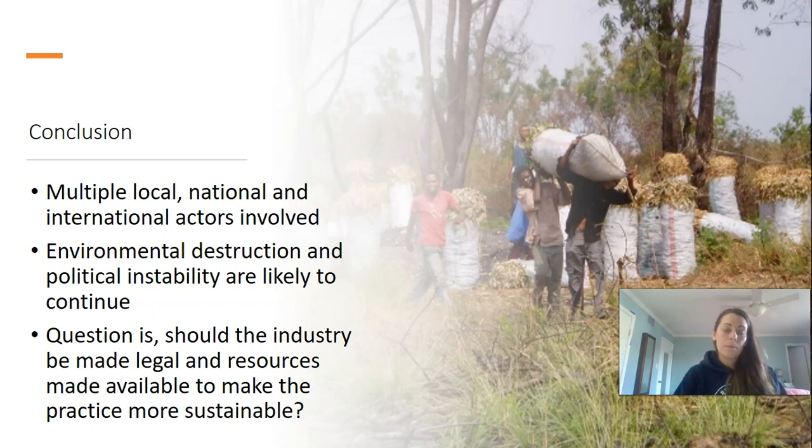So for it to be a success, there needs to be multiple local, national, and international actors involved. The charcoal trade isn't going to go away. That's a fact. It'll continue for as long as there are acacia trees, quite frankly. So the environmental destruction and the political instability are likely to continue. So we have to find a solution, right?